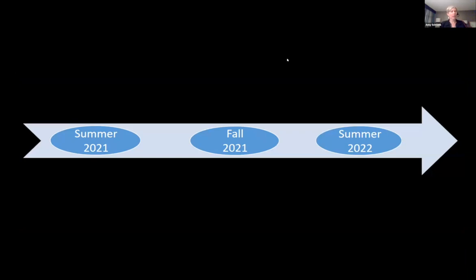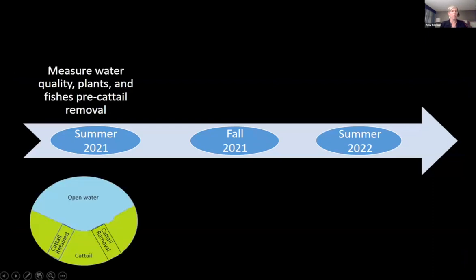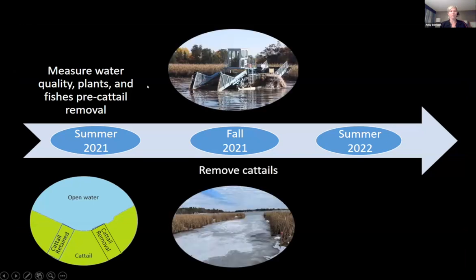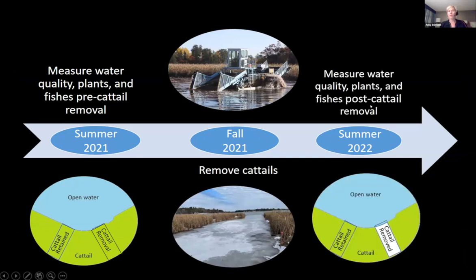So I wanted to give you a timeline of our study. In summer 2021, we went to all of our lakes and both of our sites. And remember, this was before cattail removal. And we measured water quality, plant community, and fishes before we removed cattail. We removed cattail in the fall of 2021. And then in summer 2022, we went back and measured water quality, plants, and fishes post cattail removal. So pretty straightforward design for this project.